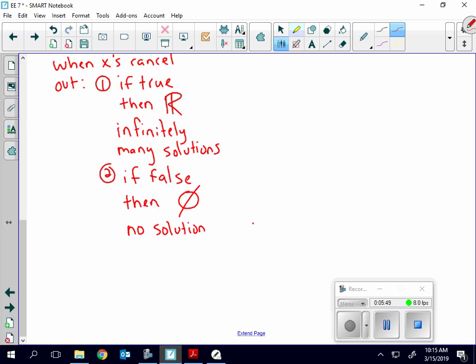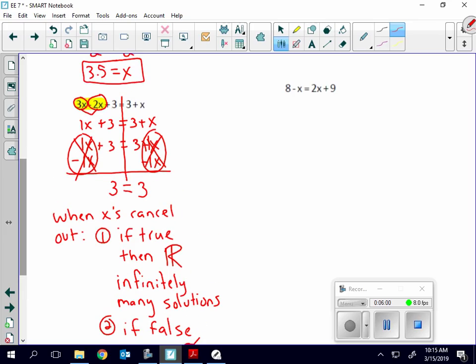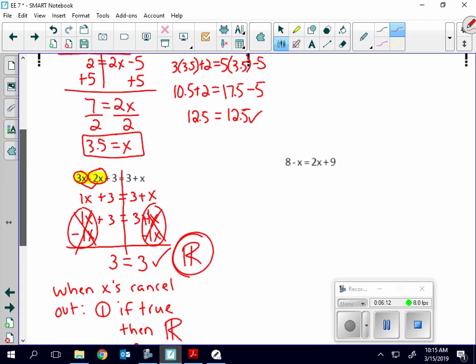Okay? If x's don't cancel out, then you've got yourself a solution. It's just the normal solving equations like the first problem we did. But since the x's canceled out here, and we got this true statement, the answer for this question is all real numbers. Okay, that means any number will work. I can plug in any number here, and it will still be true.